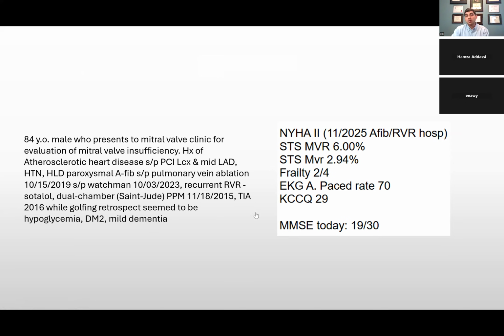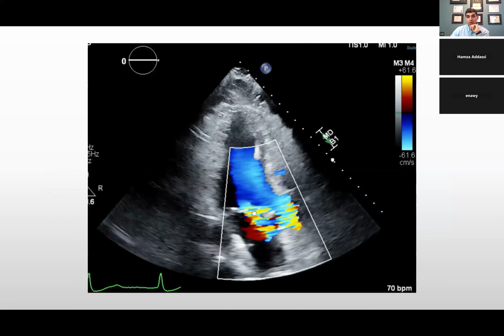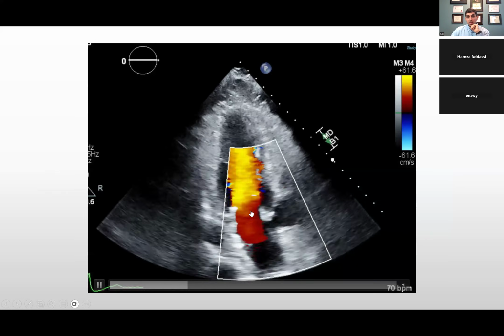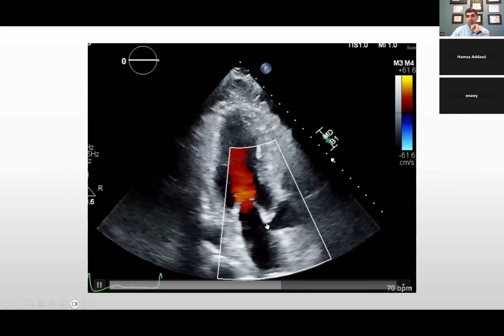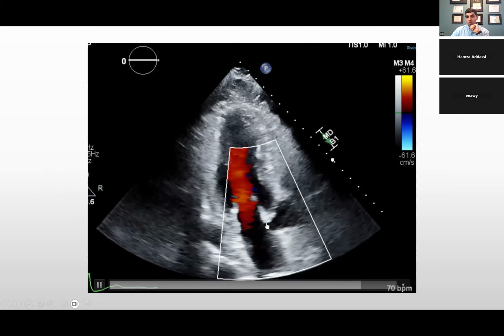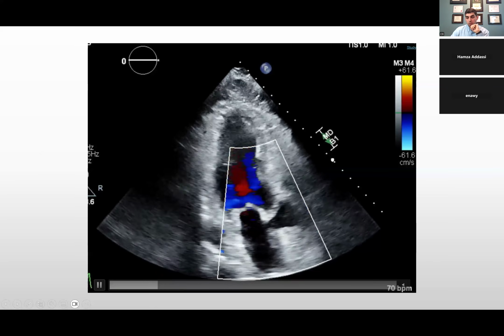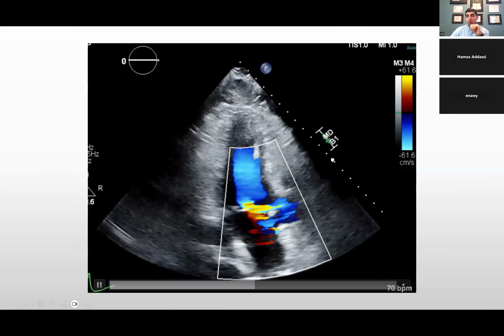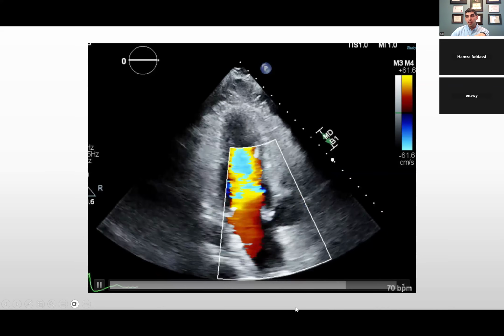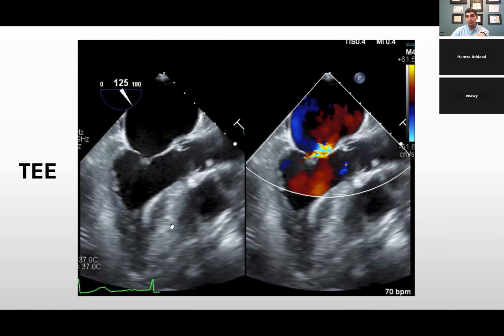But this is where structural cardiology comes into play. So this is the case. This is when they did a transthoracic echo. You can see some leakiness right here. This is not normal. And in order to visualize this, what's the best next step? You always get a TEE. As structuralists, we always get a TEE.